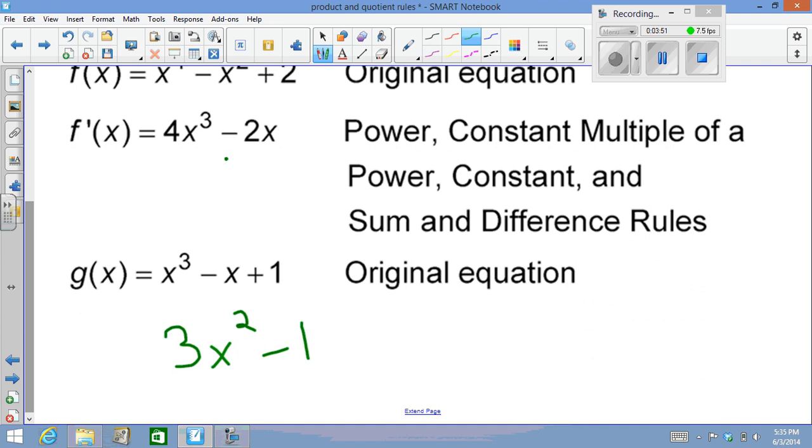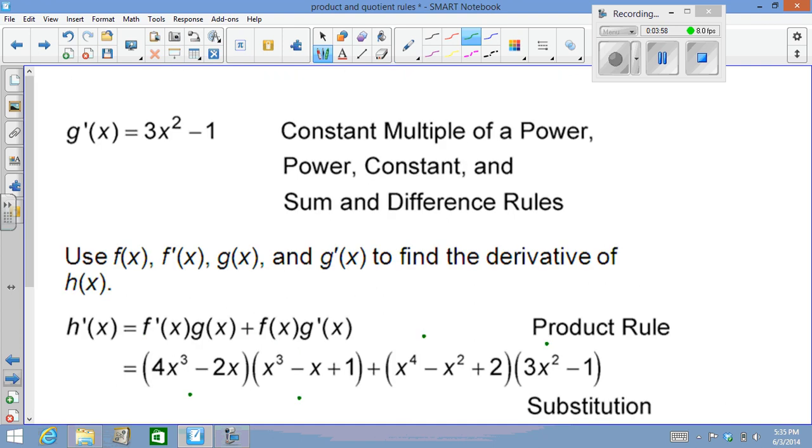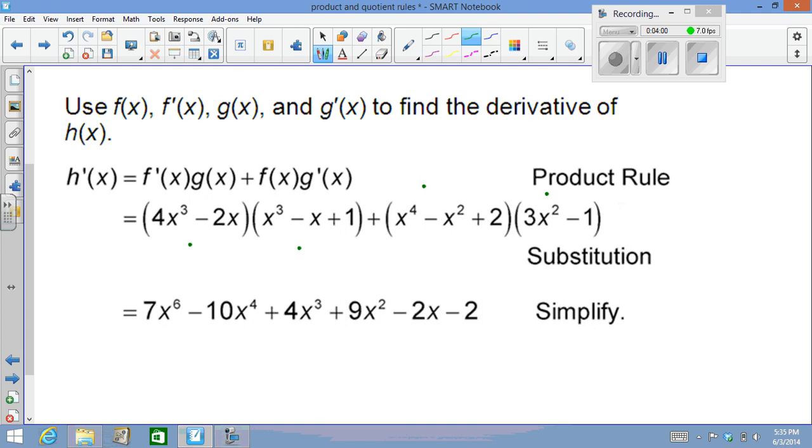So then I would use those two items when I use my product rule to actually find the derivative. There's my answer there. I would take the derivative of the first, which was 4x cubed minus 2x, times the second, which was x cubed minus x plus 1, plus the first times the derivative of the second, which was 3x squared. Then I would have to multiply out here, add all my like terms, and then I would get the derivative, which is that.